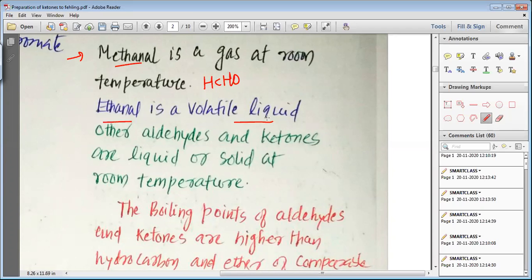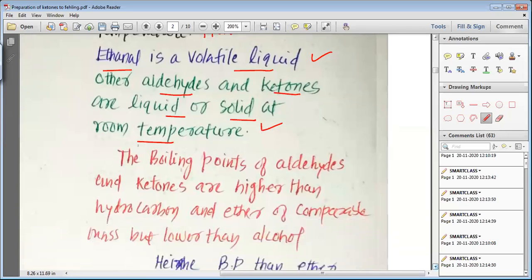Ethanal is a volatile liquid. Other aldehydes and ketones are liquid or solid at room temperature. So methanal is the only gas available among the aldehydes and ketones. All the other aldehydes and ketones are either volatile liquids or solids in their physical state.